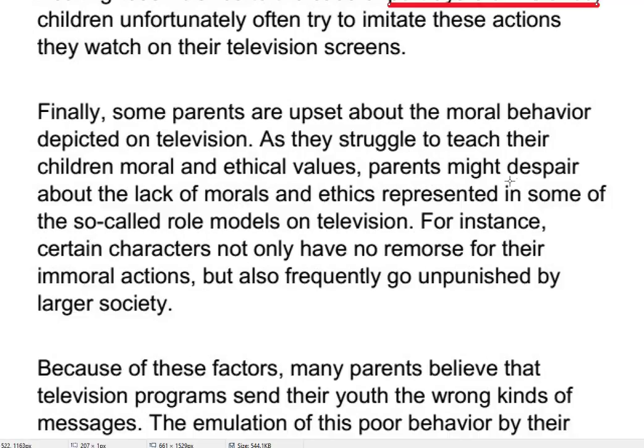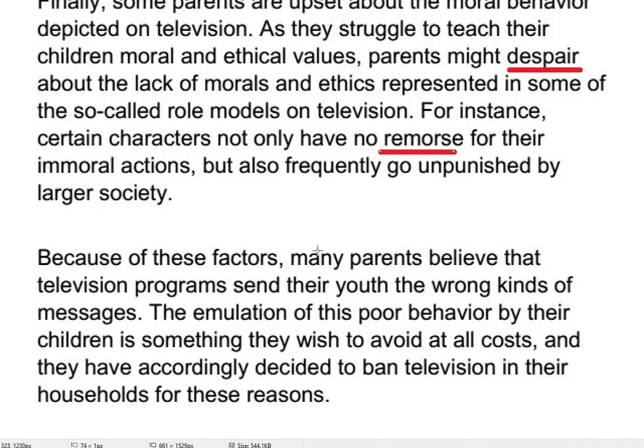Well, I think values like despair. Despair here used as a verb. Remorse is pretty good. Larger society. Well, for larger society, maybe we should instead say society at large, not larger society. There's a problem there. Okay, but problems here, the wrong kinds of messages. Kinds is not a word you want to be using in academic writing.